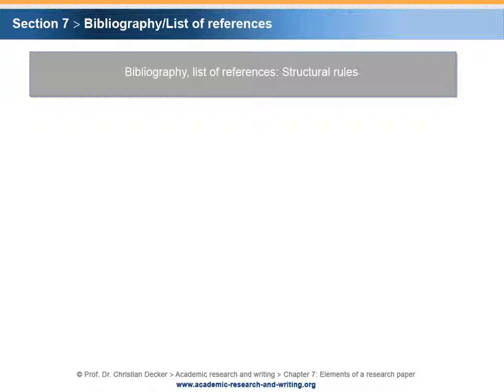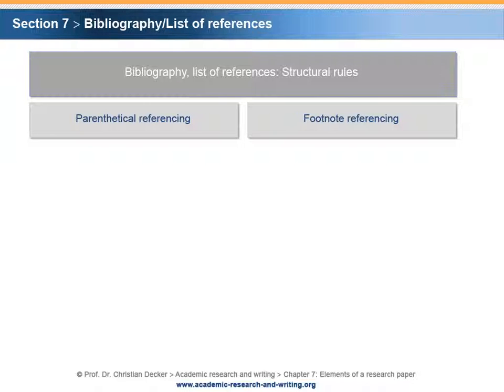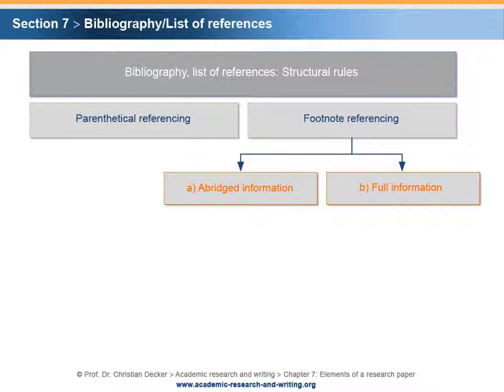Basically, there are two options for referencing: parenthetical referencing and footnote referencing. There are two options for footnote referencing: footnote referencing with abridged information and footnote referencing with full information. Further details on referencing and citation will be given in the chapter Referencing. The use of one of the above-mentioned methods will have a direct impact on the way references have to be listed in a bibliography or list of references.